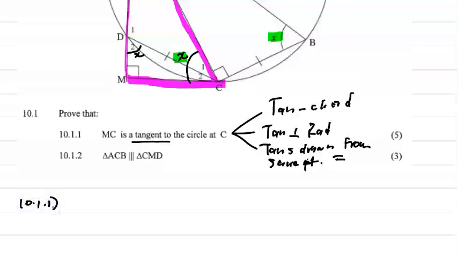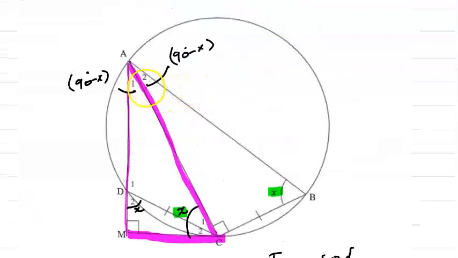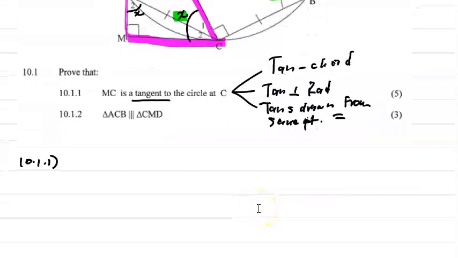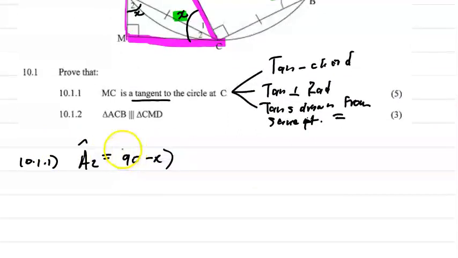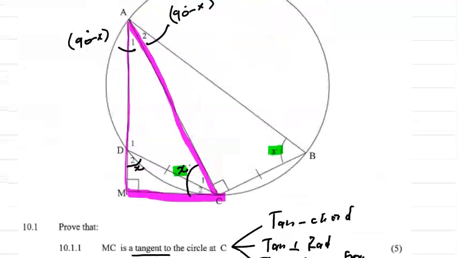10.1.1. First thing that I'm going to write down is A2 equals 90 minus X, sum of angles of triangle. Then I'm going to write down the next thing that I said, which is A1 equals A2 equals 90 minus X, equal chords subtend equal angles at the circumference.